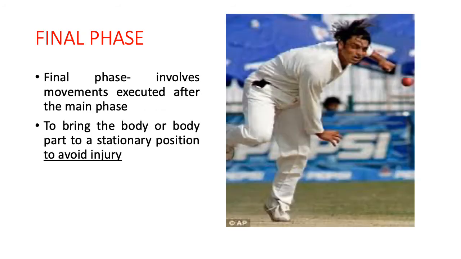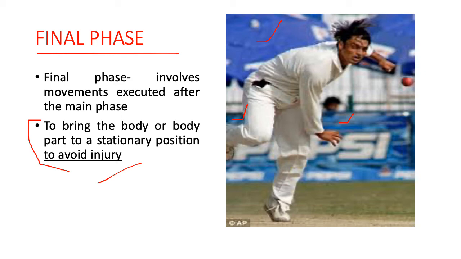And then final phase, after throwing the ball, climax. Final phase involves movements executed after the main phase. And what is the purpose? This is the purpose: to bring the body or body part to a stationary position to avoid injury. You balance yourself. Now see the action of this guy. After throwing the ball, he is trying to do some action so that he can maintain his posture, he can balance himself. The purpose is to avoid injury.